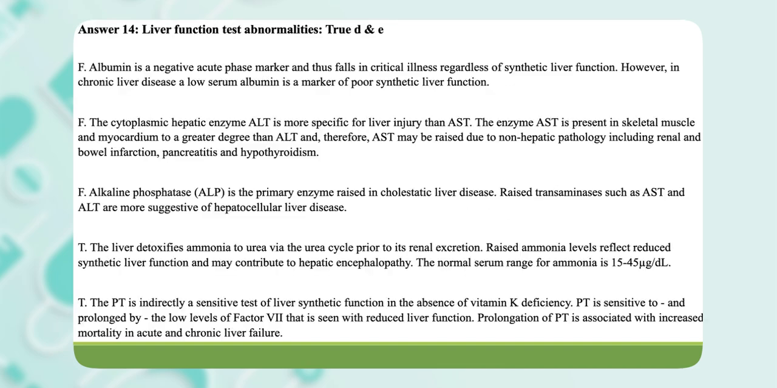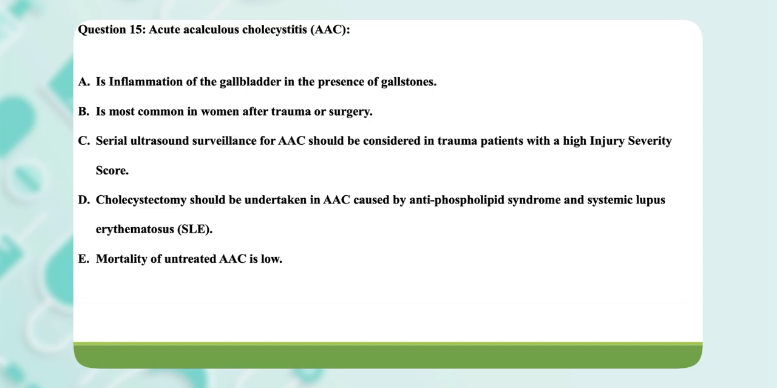Prothrombin time is an indirectly sensitive test for liver synthetic function, in the absence of vitamin K deficiency. PT is sensitive and prolonged by a low level of factor 7, which is seen in reduced liver function. Prolonged PT is associated with increased mortality in acute and chronic liver failure.